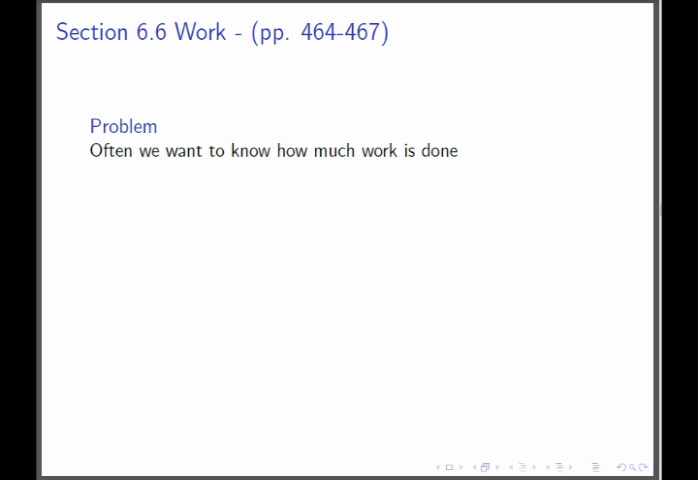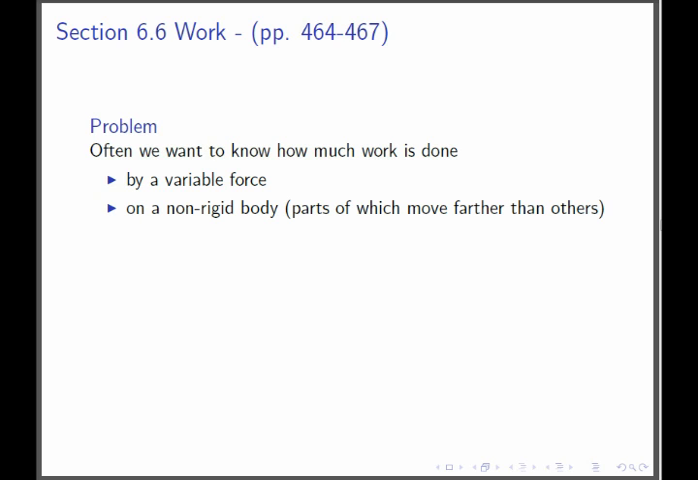Now, there is a problem. Often we want to know how to compute the amount of work done by a force which is variable, not constant, or done on a body which is non-rigid. In other words, parts of the body might move farther than others. So in these situations, the formula for work that we've used does not apply anymore. This formula only applies when there's a constant force being applied to a body which is moved this single distance d. So how are we going to get around this?